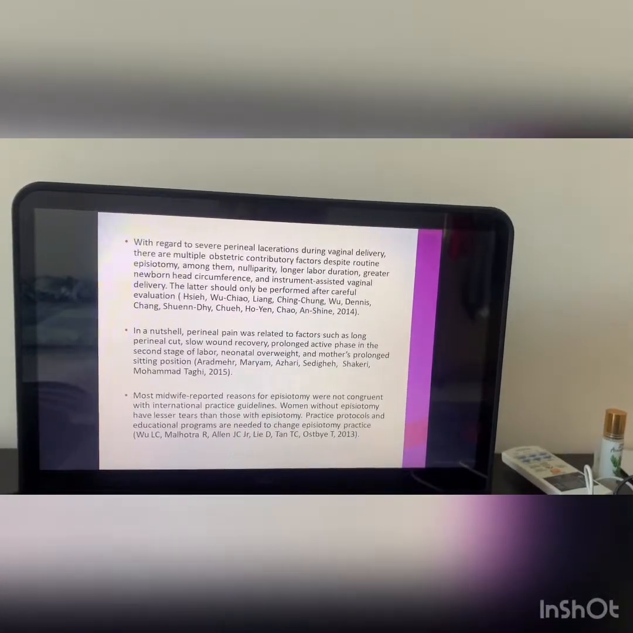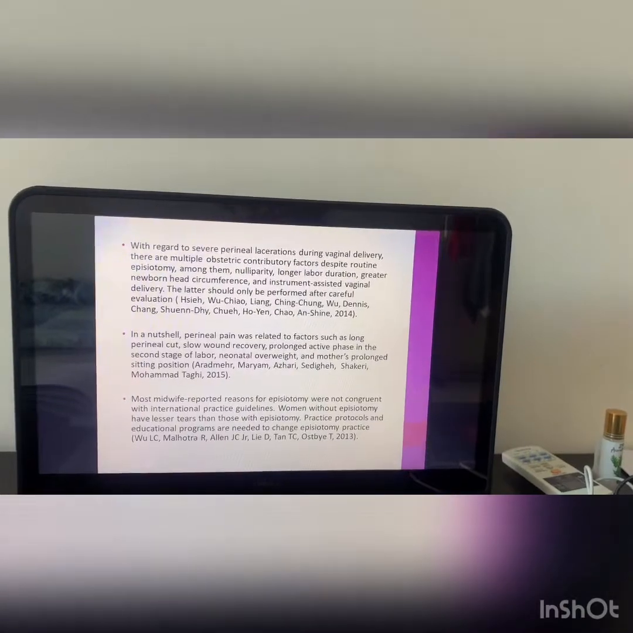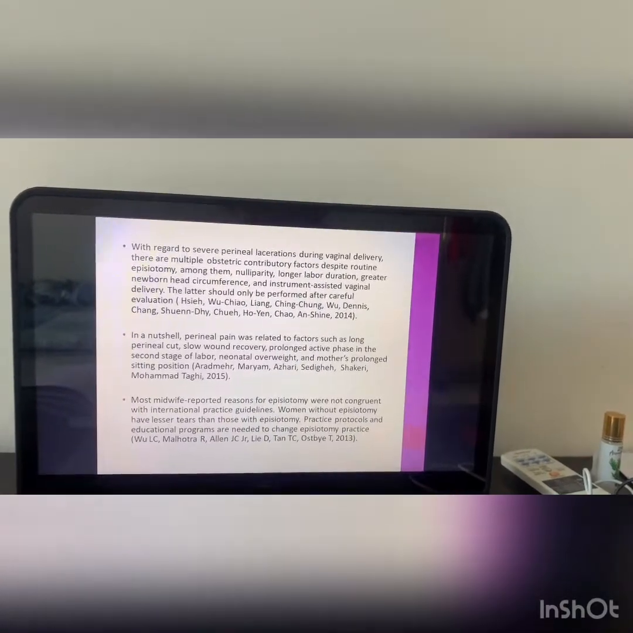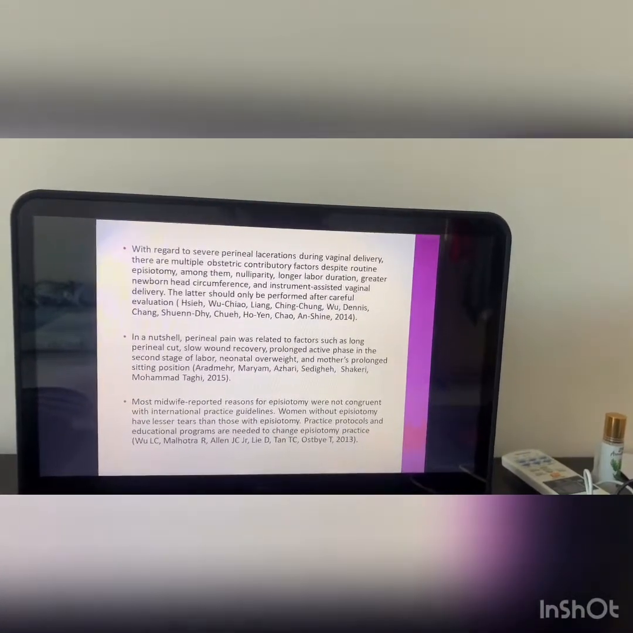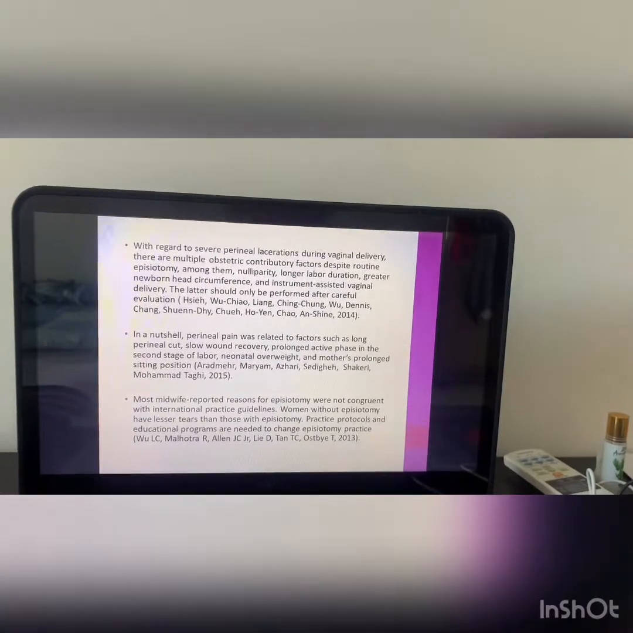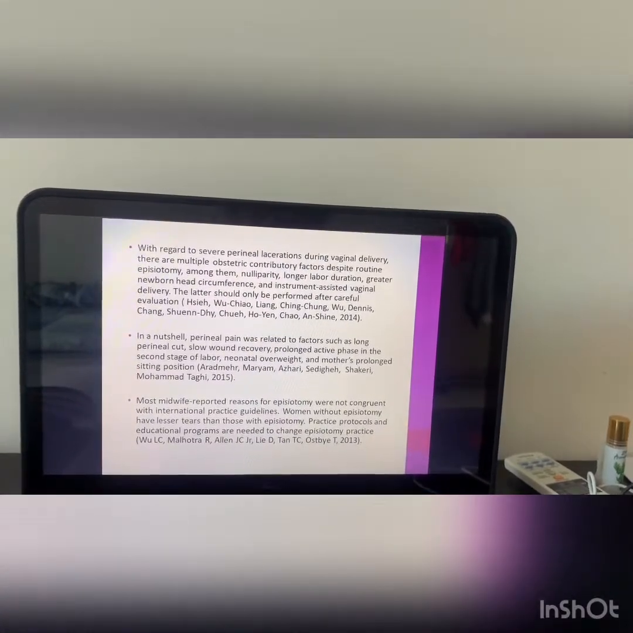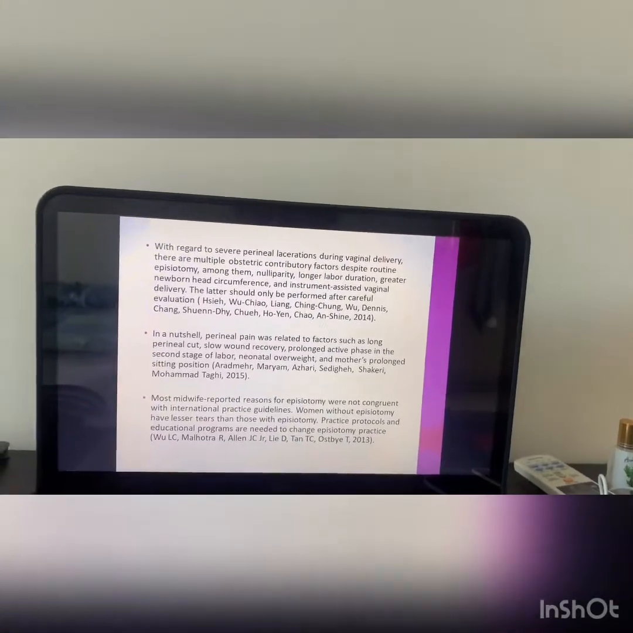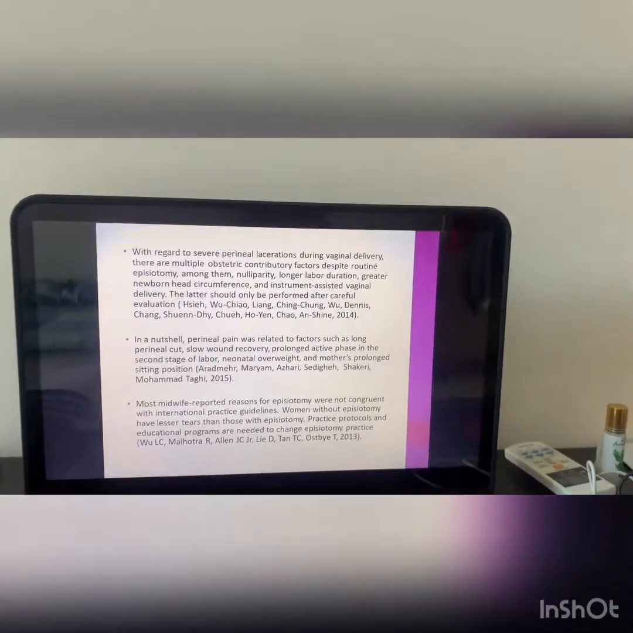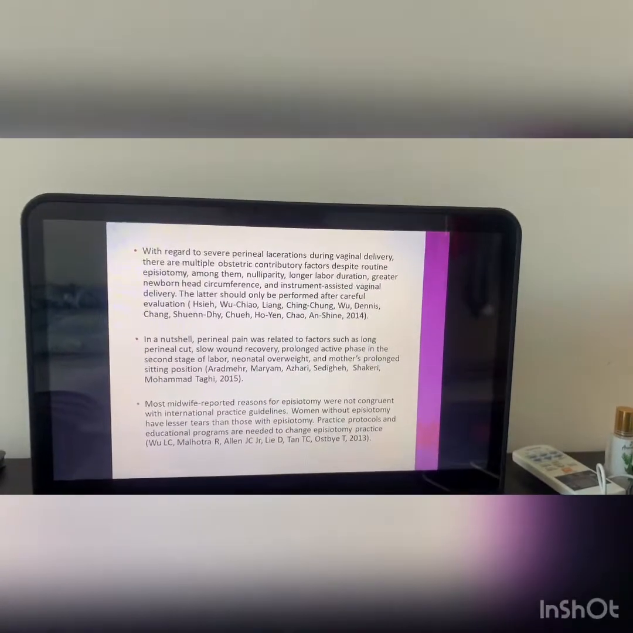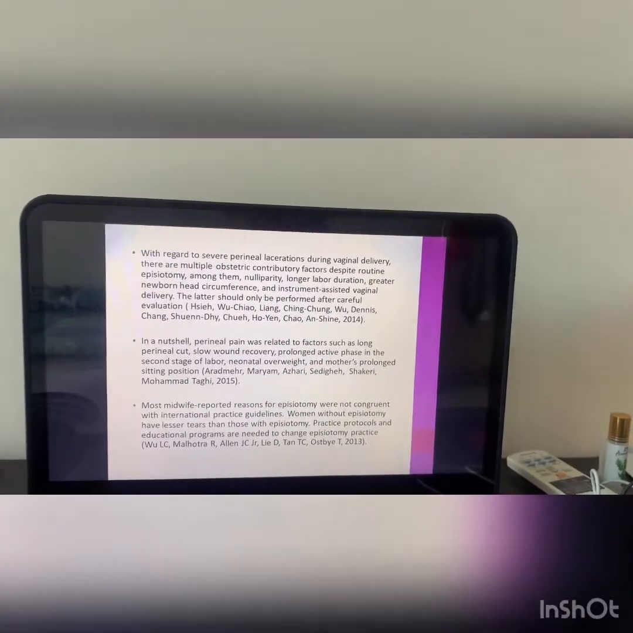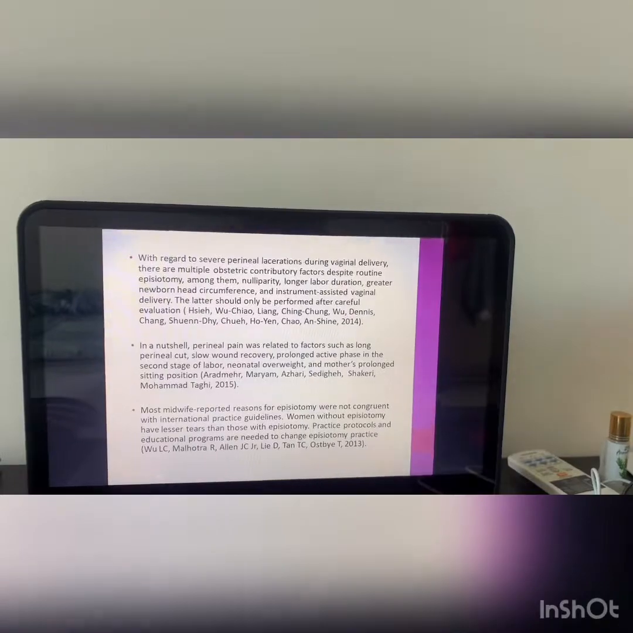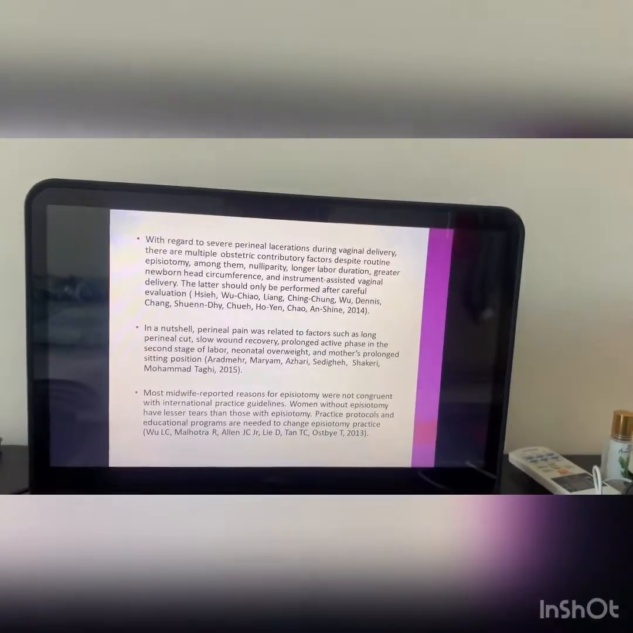In a nutshell, perineal pain was related to factors such as long perineal cut, slow wound recovery, prolonged active phase in the second stage of labor, neonatal overweight, and mother's prolonged sitting position. This was stated in 2015 by Aratmar, Mariam Hazari, Sadiq Sakari, and Mohammad Taqi.